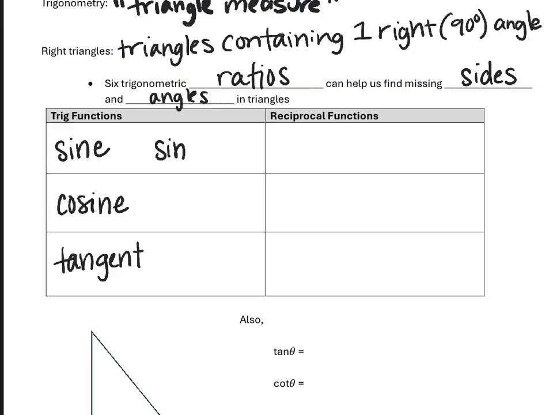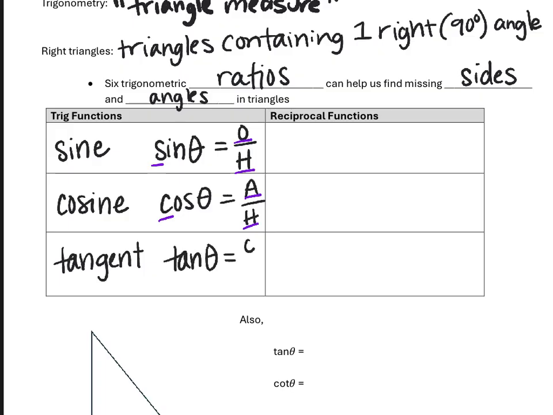Sine is abbreviated SIN. So sine of an angle, theta represents an angle in math, is equal to the opposite side over the hypotenuse. So this is where we get the little abbreviation SOHCAHTOA. COS, so cosine of theta is adjacent side over the hypotenuse. Okay, and then tangent of an angle is the opposite side over the adjacent side.